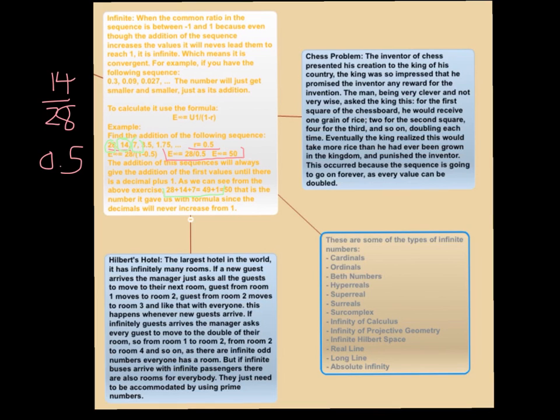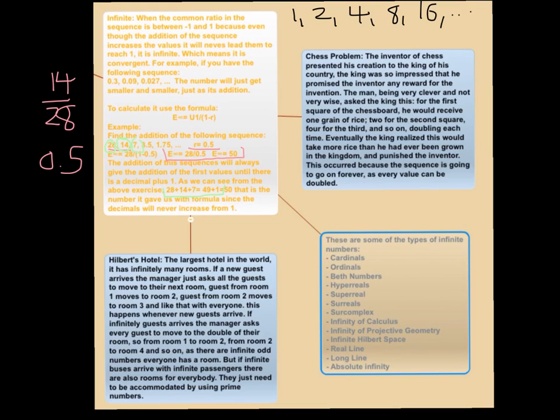This occurred because the sequence is going to go on forever, as every value can be doubled. So let's imagine that we have this board. It will start with 1, 2, 4, 8, 16, and so on, doubling each value, which would be infinite and thus impossible for the king.